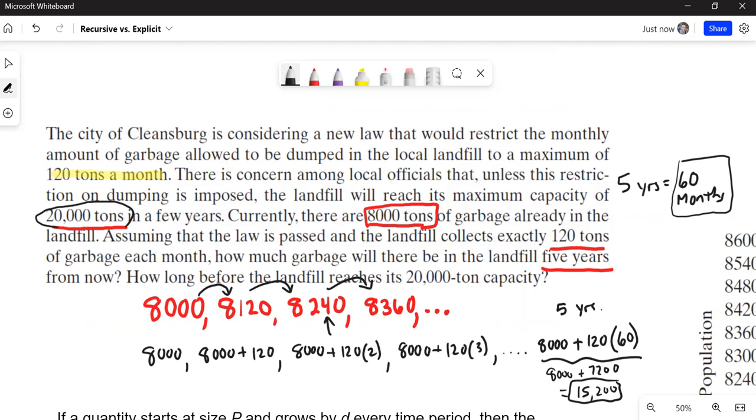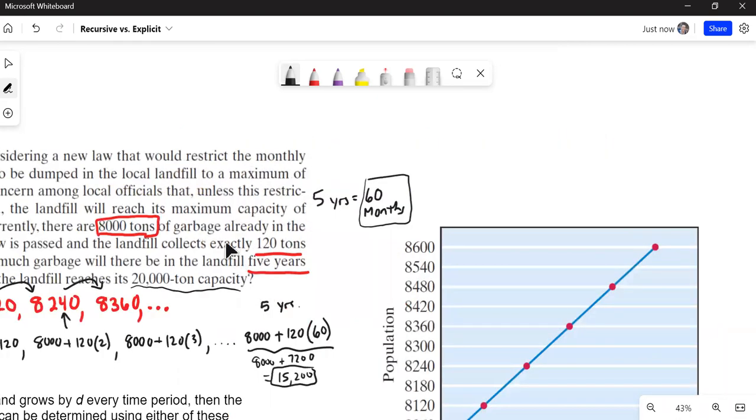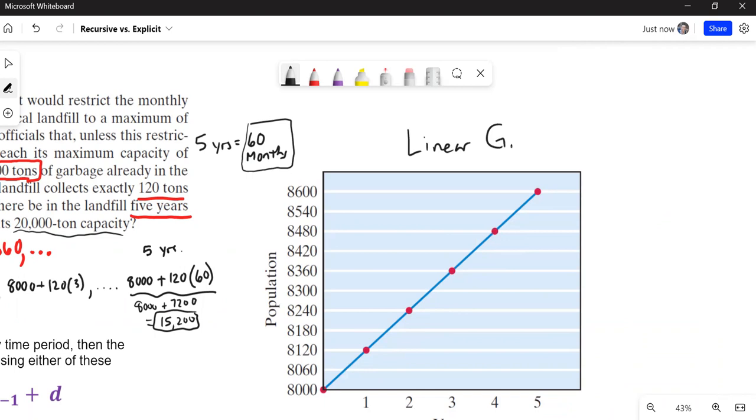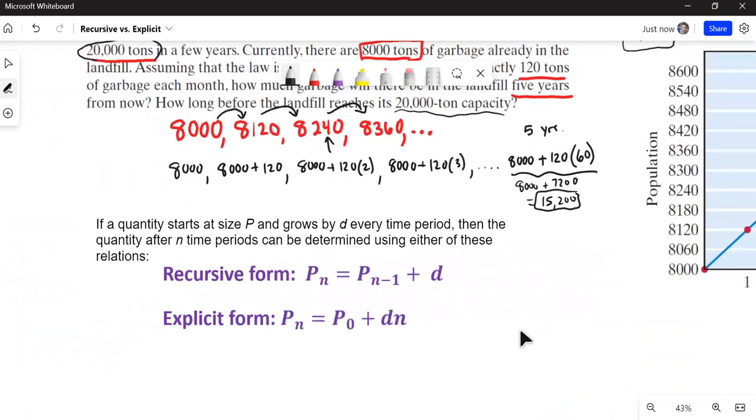And so the question then says, well, how long before it reaches the 20,000 ton capacity? That might be something we would want an equation for. Now, I took the liberty of taking a graph from the author. You can see that a graph, if we were to plot these points, 8,000, 8,120, 8,240, and so on, is a perfect straight line. And here is where we get the term linear growth. It grows at a constant rate, so it grows the same amount every term. Okay, so let's take a look at some formulas. We're going to have 2 formulas, and it hinges on this kind of setup piece right here.